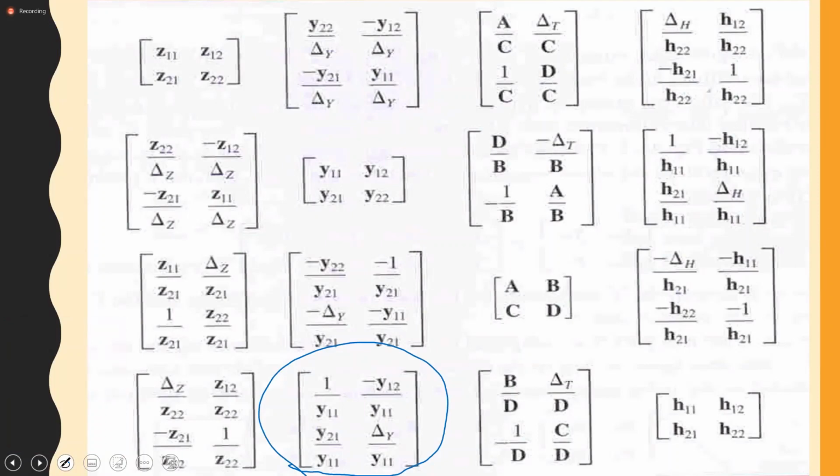So our matrix is 1 over y11, minus y12 over y11, y21 over y11, and delta y over y11. We all have the matrix? Yes, sir.